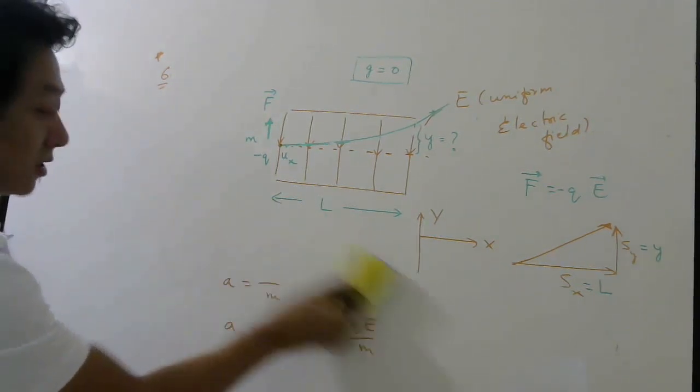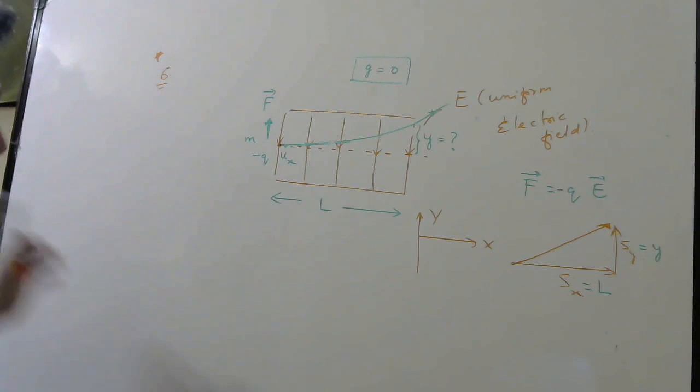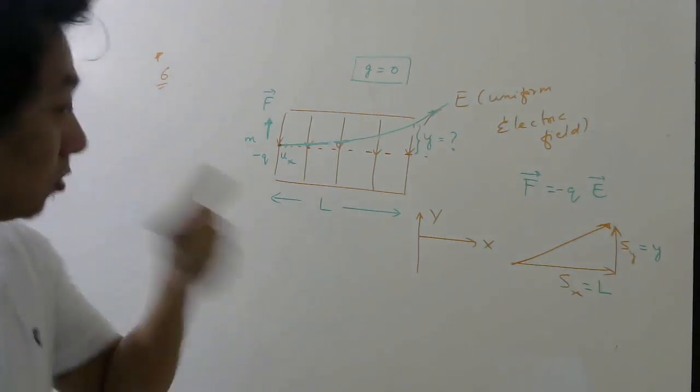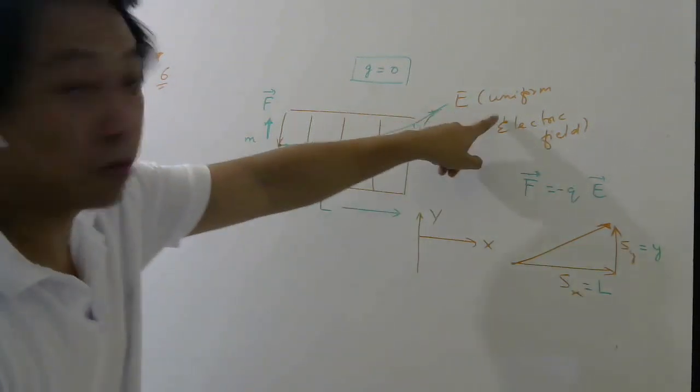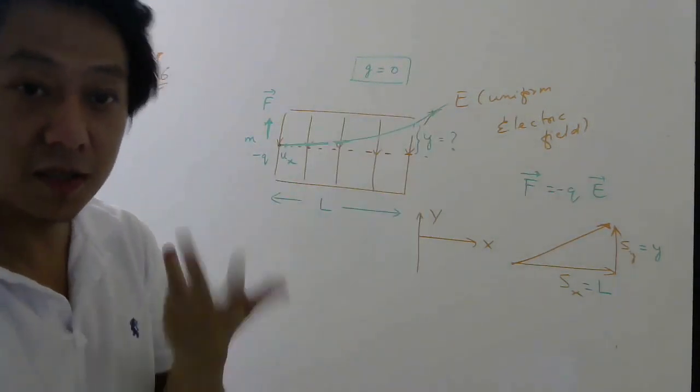Now let us solve the problem. If you look at the formula for acceleration, you found it is constant, right? Q is constant, the electric field is uniform so that is also constant, and mass is also constant.